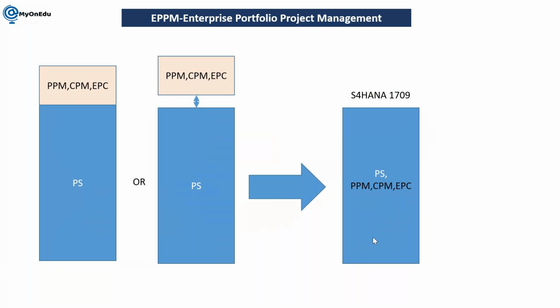As a history, before the 1709 version of S4 HANA, we had the option to keep PPM, CPM and EPC separately as an add-on. But after 1709 HANA, this is coming as a core delivery. So whenever we buy an S4 HANA license, it automatically comes by default. But in some cases, recently they are again keeping it separate from a license perspective.